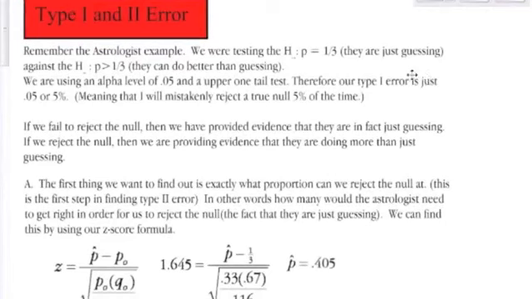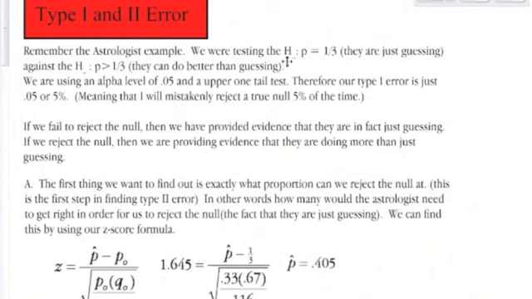Type 1 and type 2 error. This is for chapter 21 in our book. We actually used the example from the astrologist, and they're trying to basically match up someone's personality profile with their birth date and their horoscope.